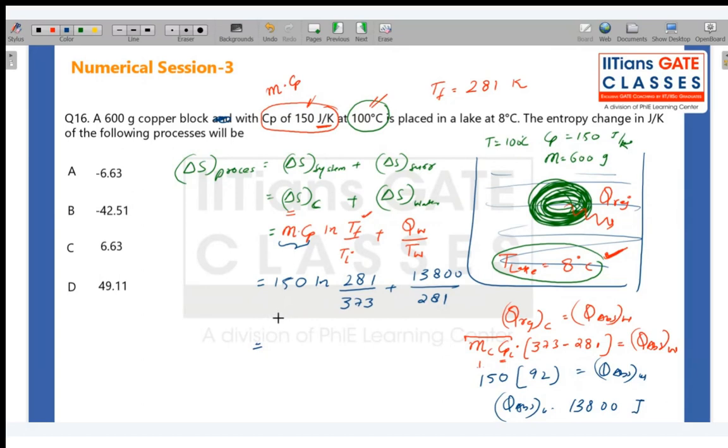you see this heat is getting rejected from this copper block. So this will automatically come as negative, because you see here the numerator is less. So automatically you will get minus 42.5. This is what I was trying to tell in that question someone asked. Okay. So plus, now you see here water is absorbing heat, so we will not use minus. We'll keep it as positive. So it is, I think, 49.11. The total is equal to 6.63 joule per Kelvin. This is your answer.